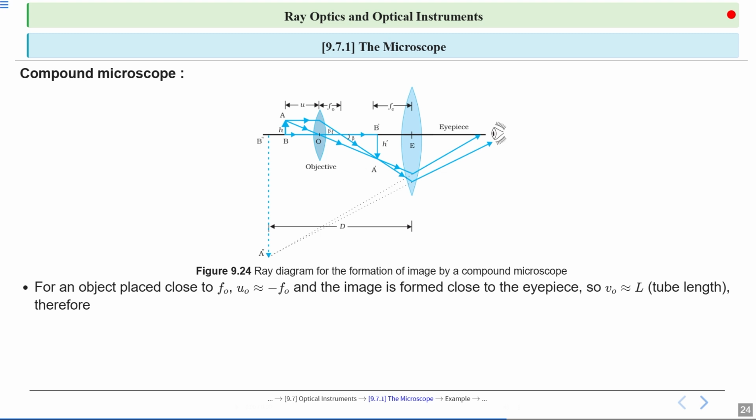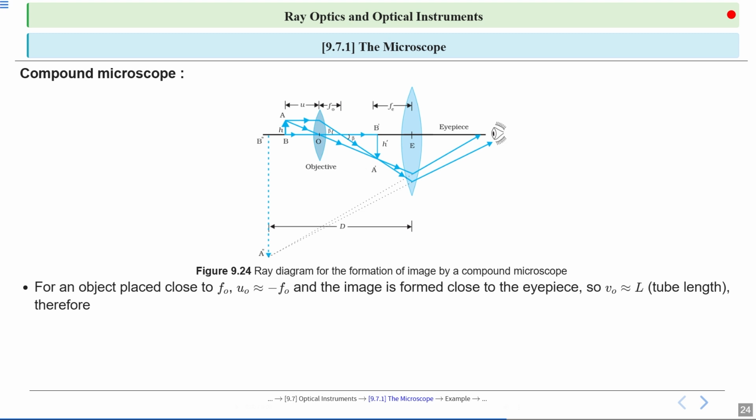When the object is placed close to the focal point of the objective lens, we can make some approximations. Specifically, u naught is approximately equal to minus f naught, and v naught is approximately equal to L, where L is the tube length of the microscope. These approximations simplify our calculation and help us understand the relationship between the object and the image distances.